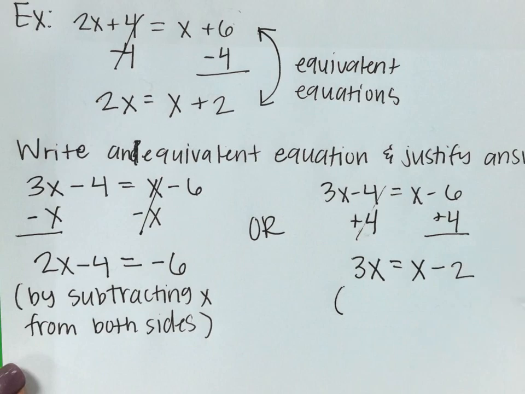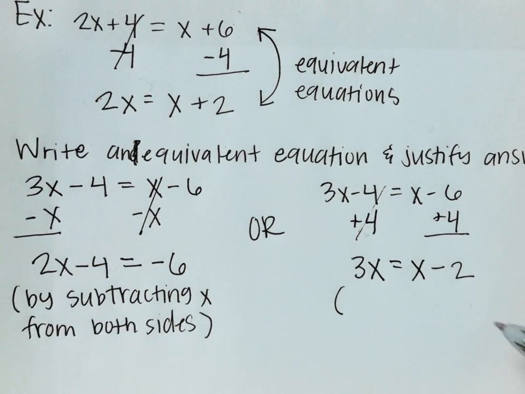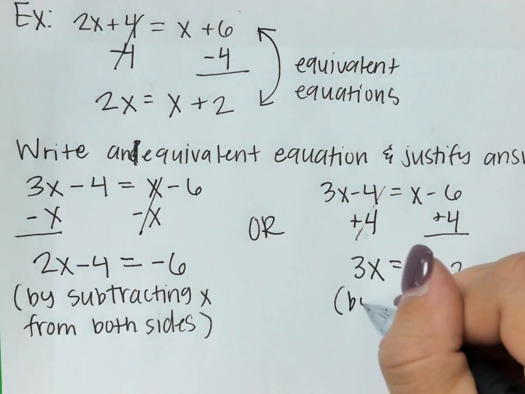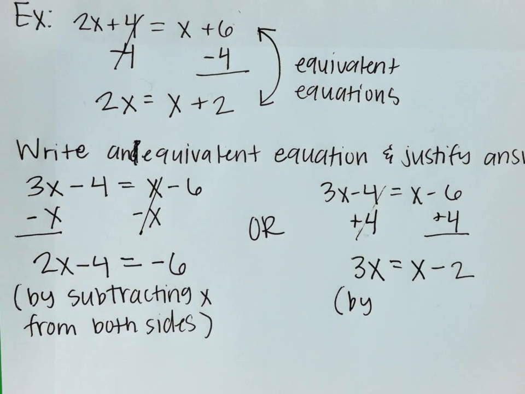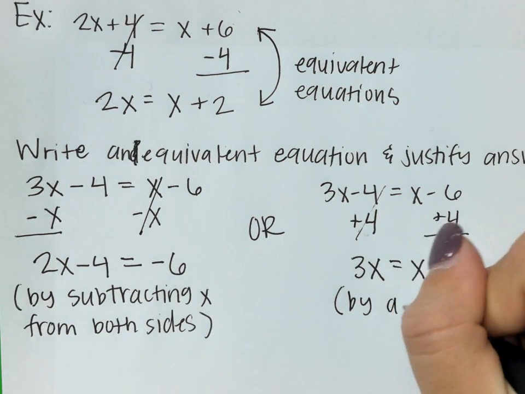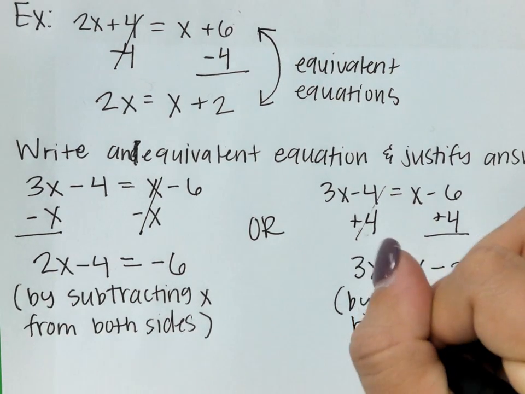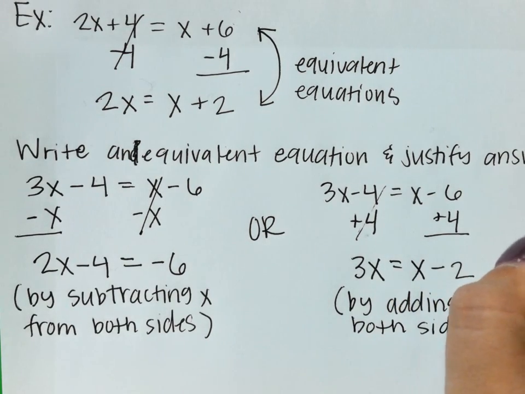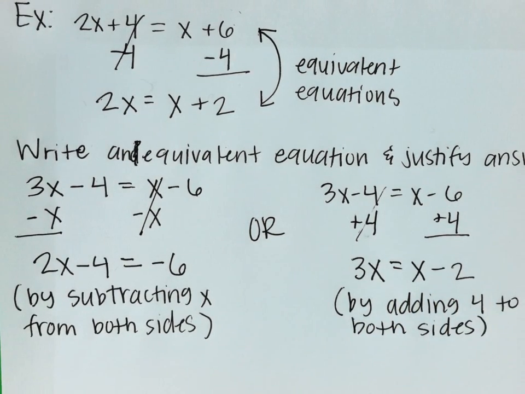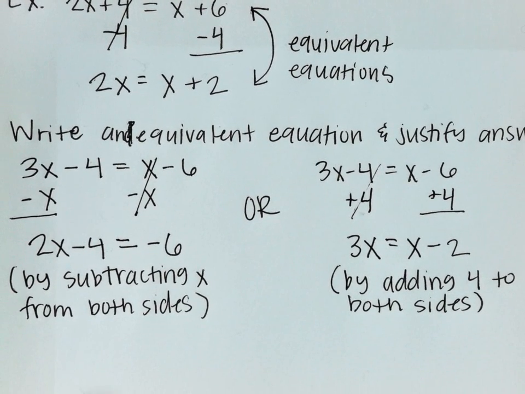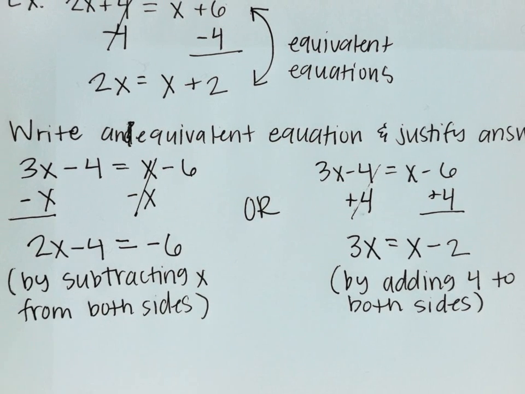And how did I do that? How do I justify that answer? By telling what you did. And what did I do? You added 4 to both sides. Good. So by adding 4 to both sides. Questions on equivalent equations? So you're not solving for x. All you're doing is just telling me what's an equivalent equation. Okay, so those should be pretty simple. We good on that?